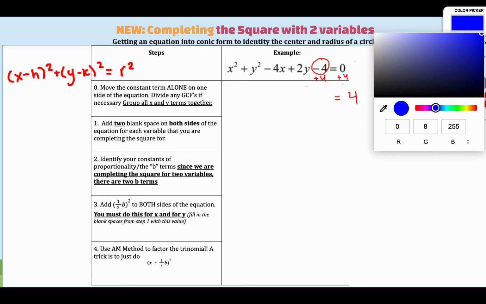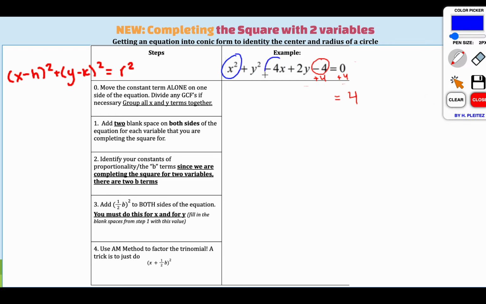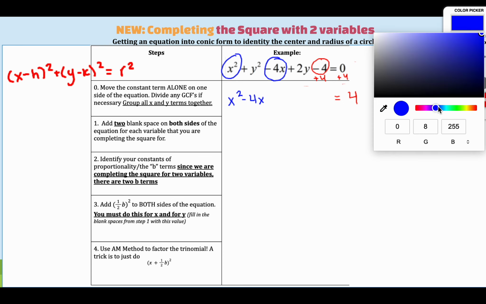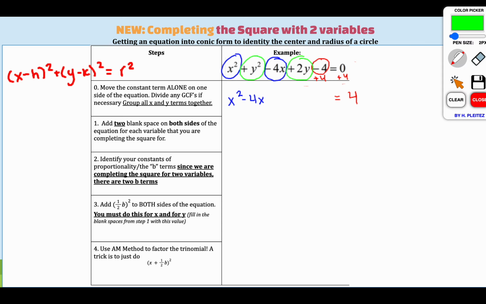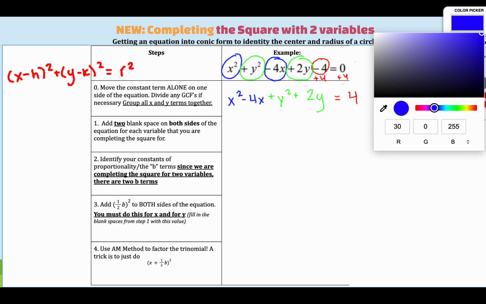So what we're going to do here is take all of our x terms and put them next to each other. So we have x squared minus 4x, taking the signs of the terms with it. And then let's do green. We have y squared plus 2y. So plus y squared plus 2y. Right, so all we're doing is rearranging the left side, grouping all of our x terms together, grouping all of our y terms together, and again, the same thing applies. We have to have that constant term move to the other side.